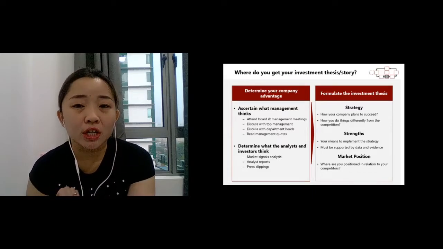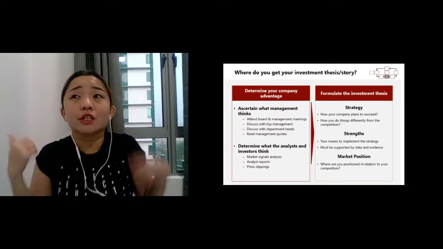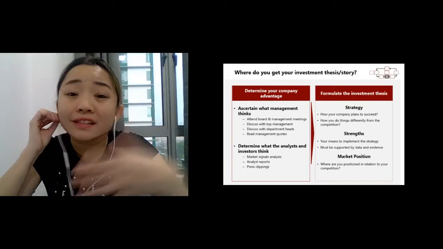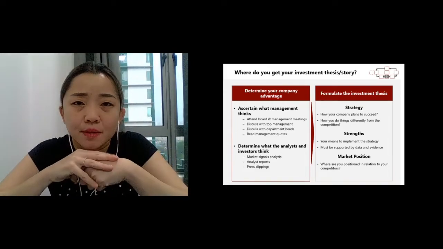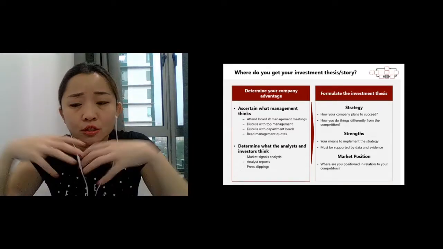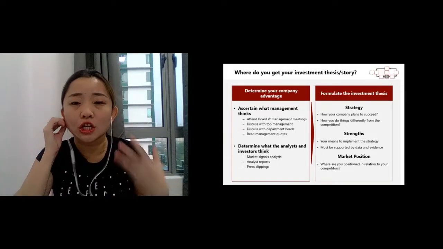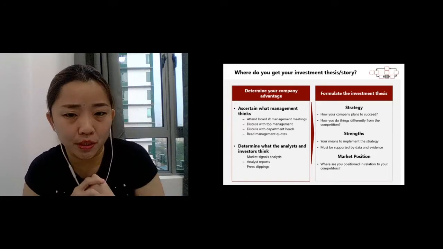You determine your company's advantage by ascertaining what the management thinks. So it's very important for the investor relation officer to be part of meetings and so on, so you know exactly what your top management is thinking about. You discuss with the department heads. You read what the management has to say, because all of these things are how you gauge and get an idea of what your management thinks the story should be.